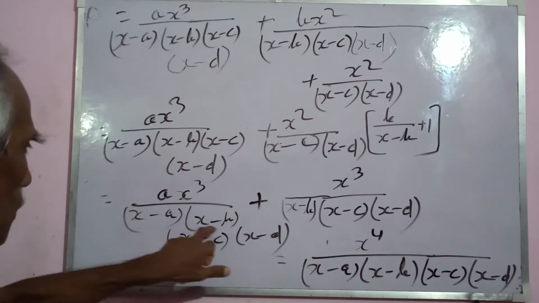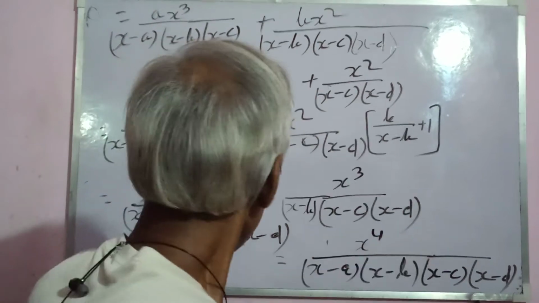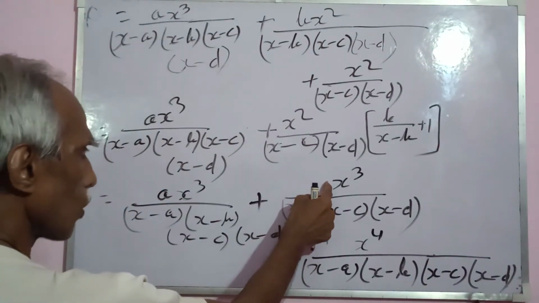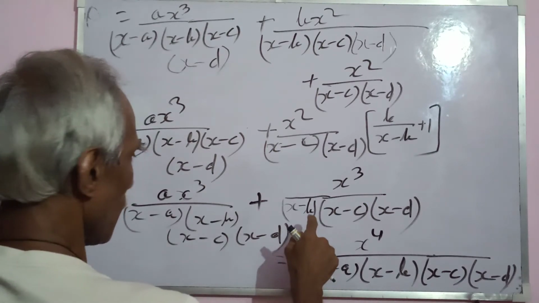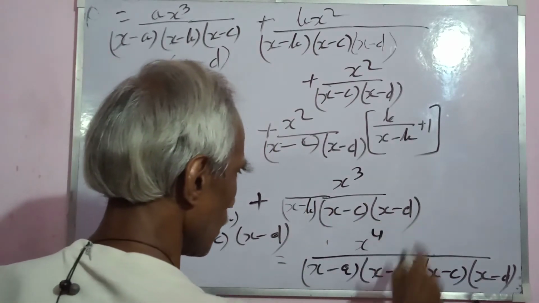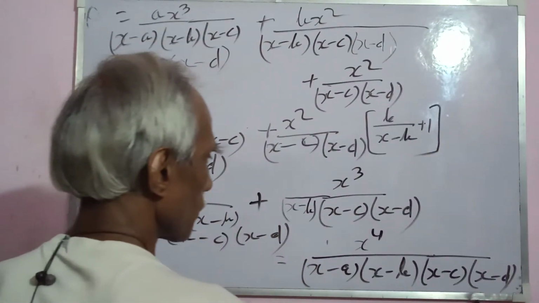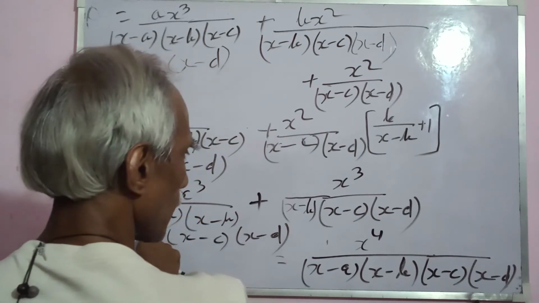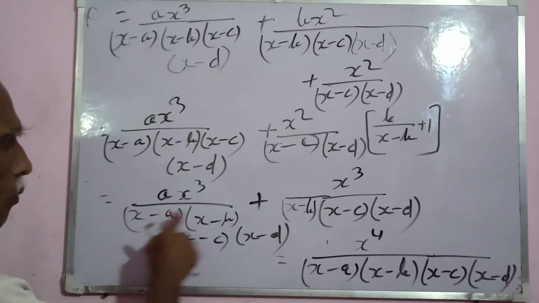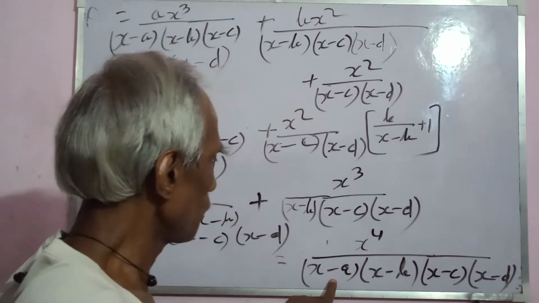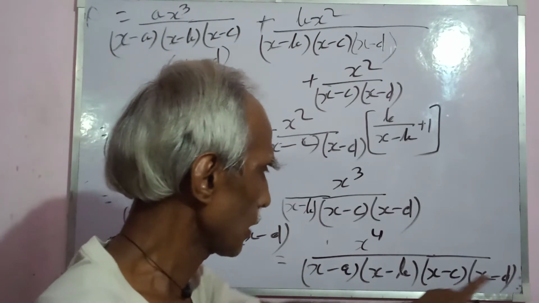Ax cube by (x minus a)(x minus b)(x minus c)(x minus d), plus x cube by (x minus b)(x minus c)(x minus d). Now again, taking x cube common from both, x minus b, x minus c, x minus d will be common. Then the remaining part will be a by x minus a plus 1. Then finally you will get x power 4 by (x minus a)(x minus b)(x minus c)(x minus d).